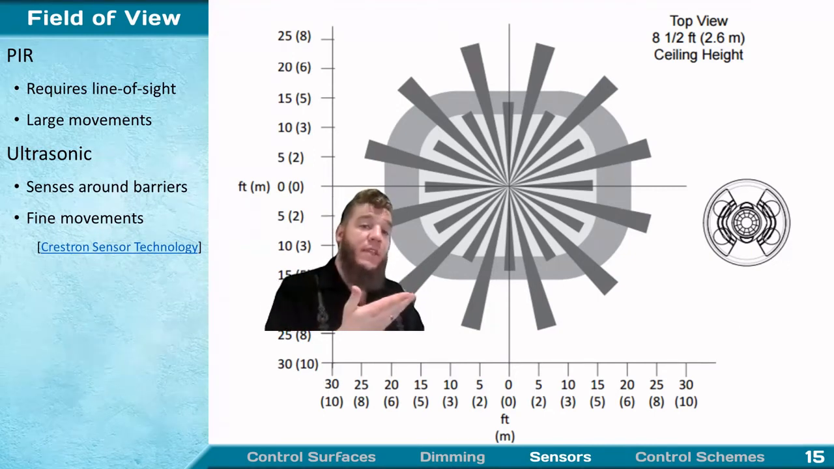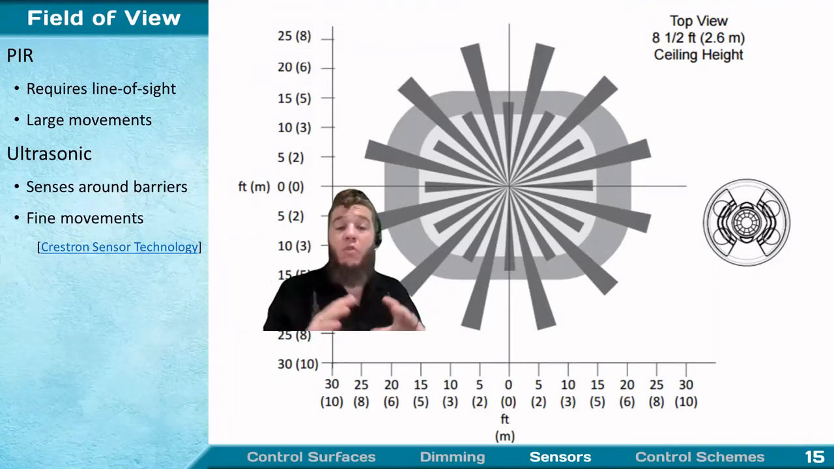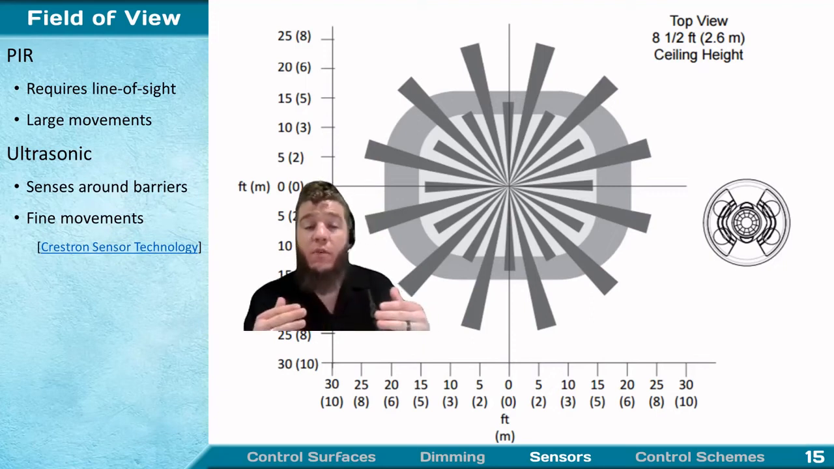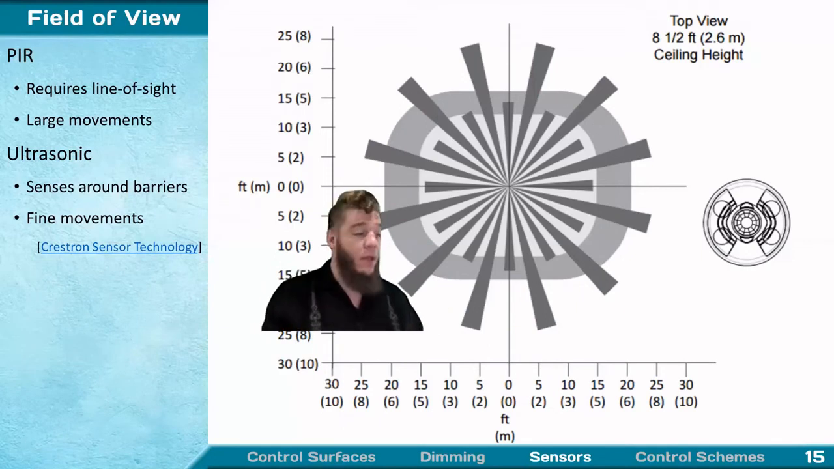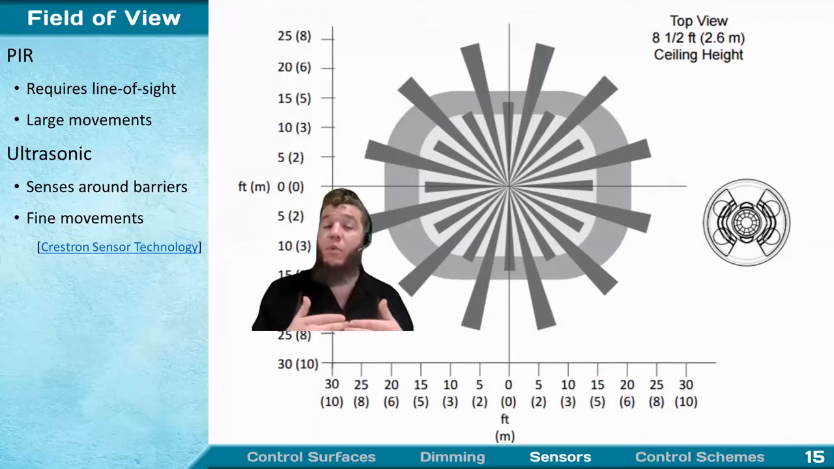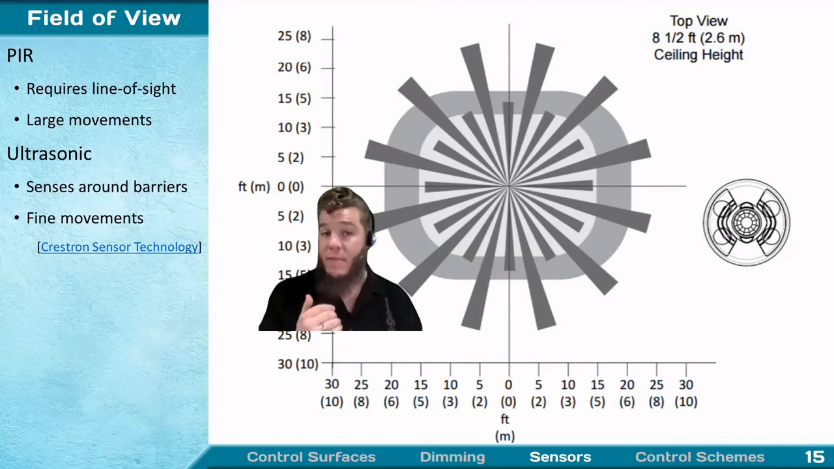You don't want to set them too sensitive, because then the lights are turning on and off all the time for no reason. And you don't want to set them to too low of a sensitivity, because then they don't respond when occupants enter the space. So commissioning, again, is very important here, because if we want this to be convenient, and that's the big advantage of these sensors, then we need to get the sensors set up correctly to make that convenience a reality.